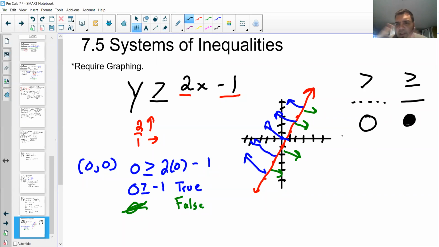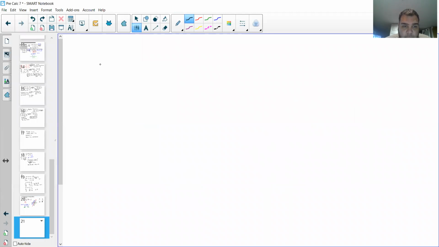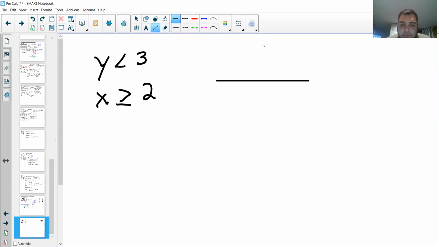Okay, so that's the concept of just graphing one inequality. But we're not just graphing one inequality, we're graphing a system of inequalities. So let's do a very easy one first to start off. y is less than 3, and x is greater than or equal to 2. And again, make yourself a quick 5 by 5.